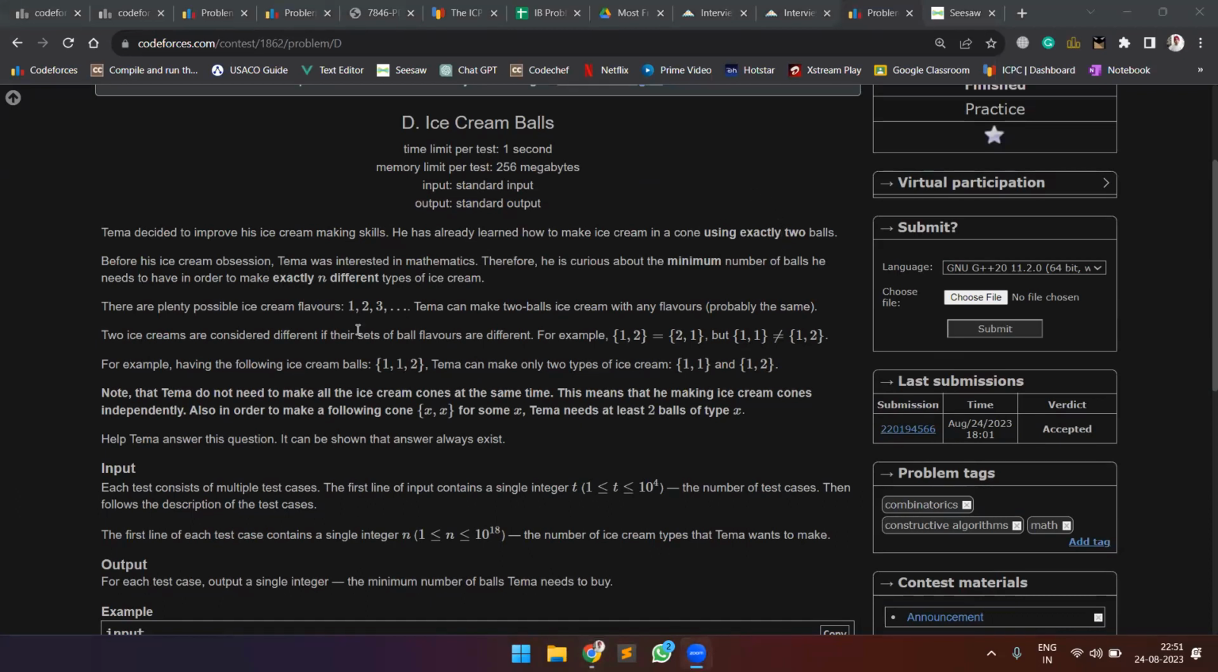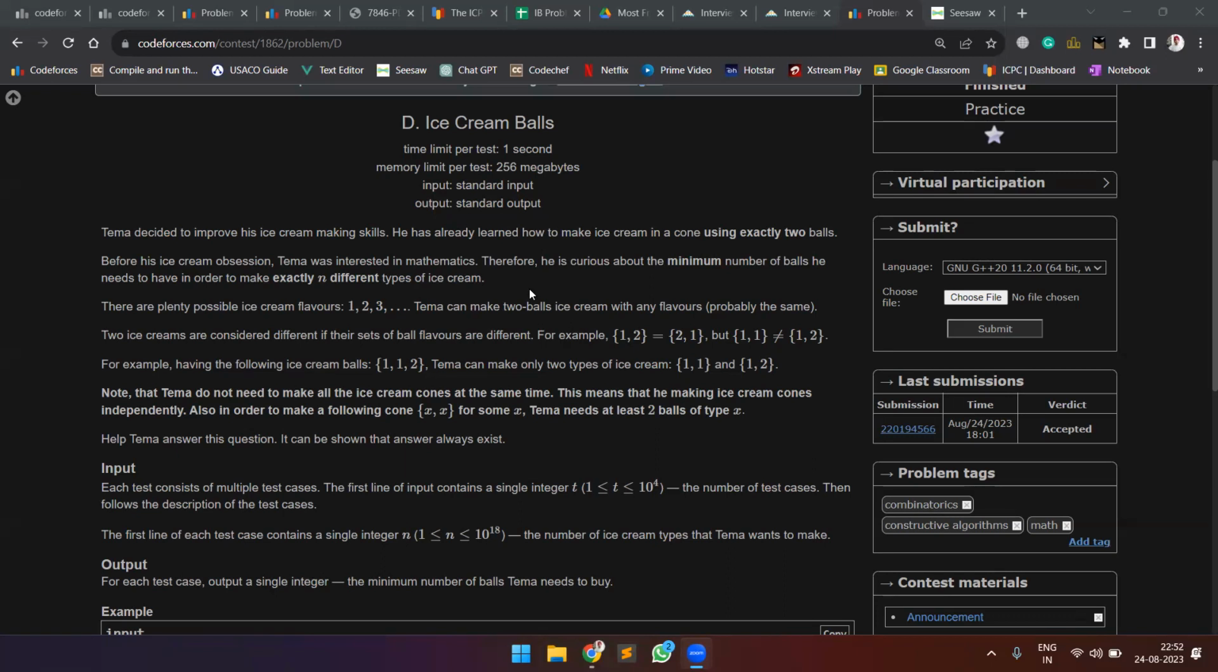So yeah, this question is: Tama has learned how to make an ice cream cone using exactly two balls. So basically, a cone contains exactly two balls. Now, Tema was interested in a mathematical problem. He is curious what is the minimum number of balls he needs to have in order to make exactly n different types of ice cream.